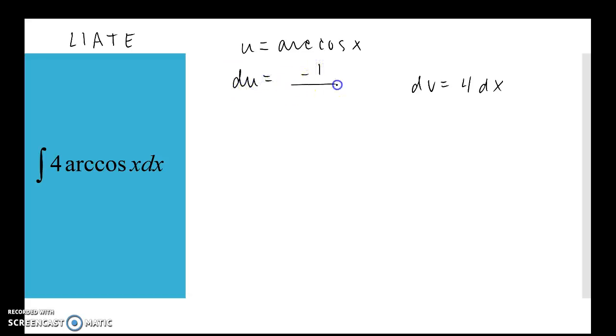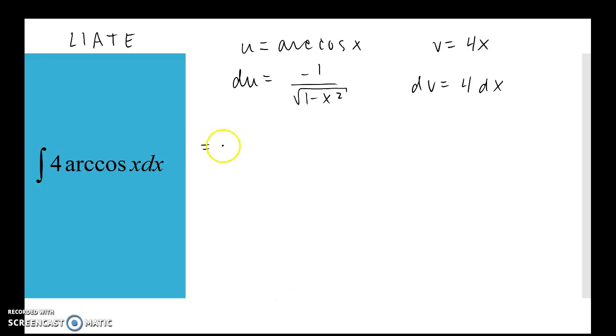For the antiderivative of 4 arc cosine of x, LIATE. All right, so in the order for picking u, no logarithmic functions, but I do have an inverse trig function. So my u is going to be arc cosine of x, which makes my dv 4 dx. Okay, the derivative of arc cosine, -1 over the square root of 1 minus x squared. The antiderivative of 4 is just 4x.